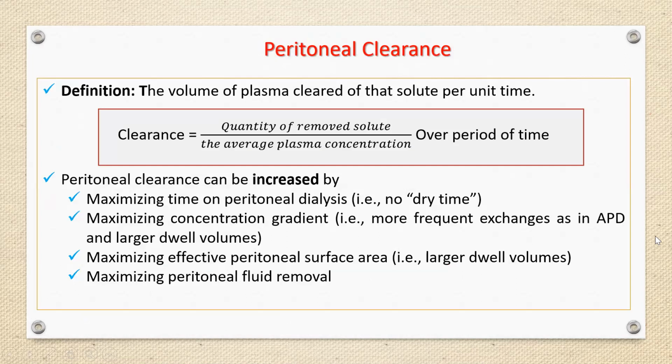Peritoneal clearance. Now, what is the peritoneal clearance? It is the volume of plasma cleared of that solute per unit time. So clearance is equal to the quantity of a removed solute divided by the average plasma concentration over a period of time. And it can be increased by maximizing time on peritoneal dialysis, like no dry time, maximizing concentration gradient, more frequent exchanges as in APD, and larger dwell volume, maximizing effective peritoneal surface area like larger dwell volumes, and maximizing peritoneal fluid removal.